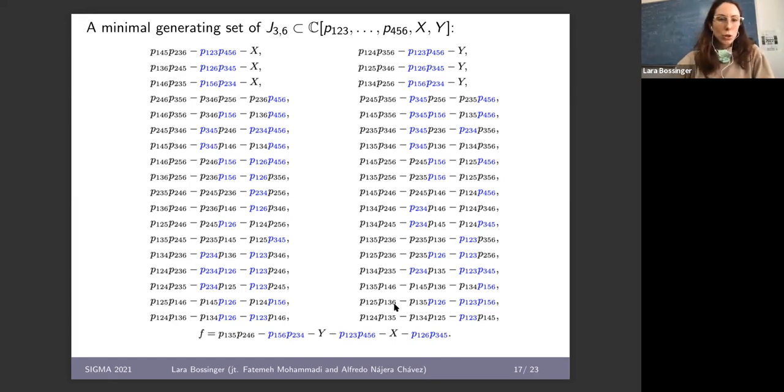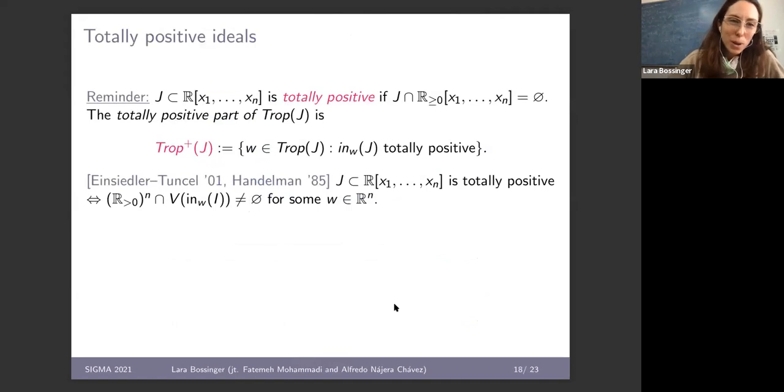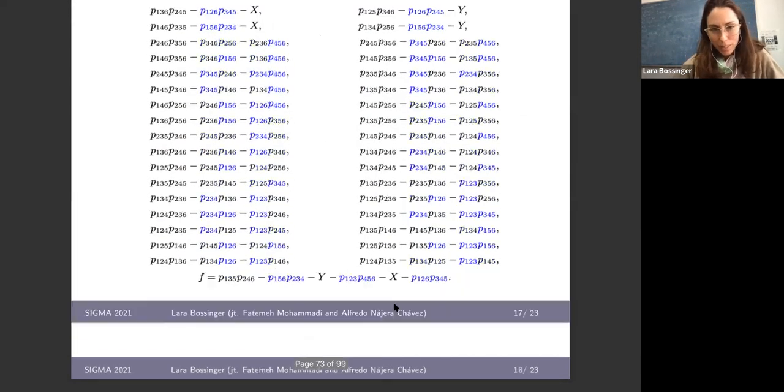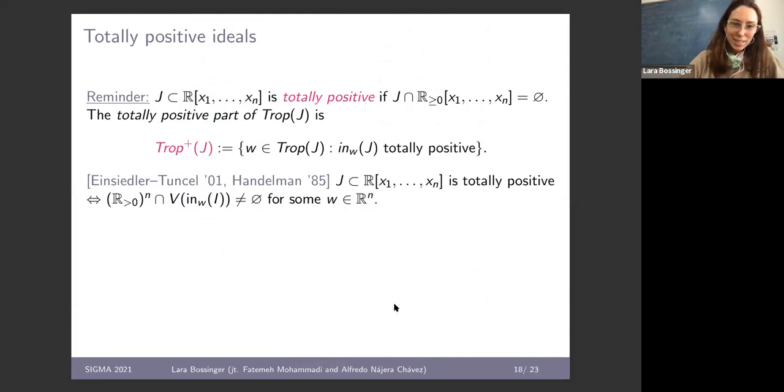Okay, so then, sorry, one more ingredient before I come to the result. It's just a little nice side topic that appears here. That's about total positivity and totally positive ideals that I want to use in the statement of the result. So if I have an ideal that lives in the polynomial ring with real coefficients, like the Plücker ideal, then this ideal is called totally positive if it does not contain any polynomial with only non-negative coefficients or only positive coefficients.